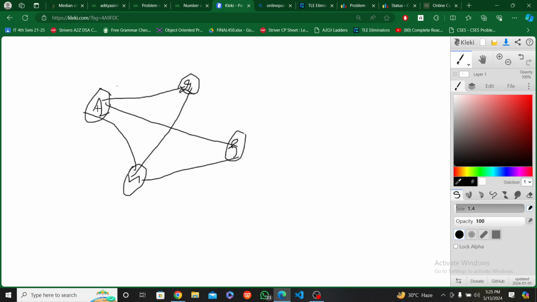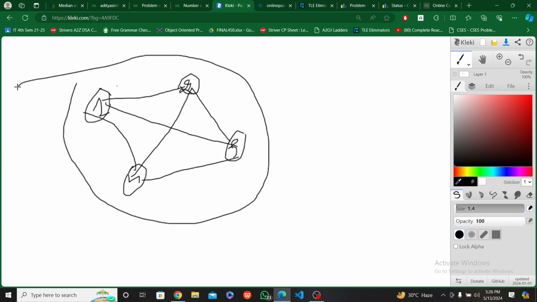Similarly, 2 is connected to 1, 2 is connected to 4, 2 is connected to 3. And 3 is connected to 4, 3 is connected to 1, 3 is connected to 2. So can we say this is my good component? Just think. Yes, definitely, this is my good component. We can see that every vertex is connected with every other vertex.